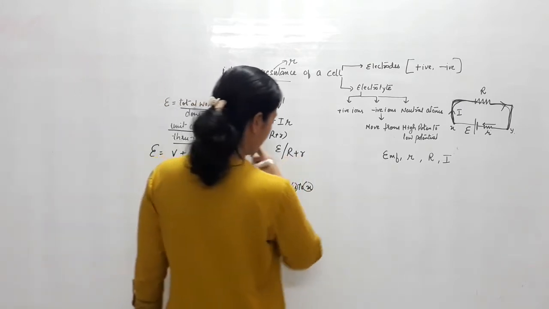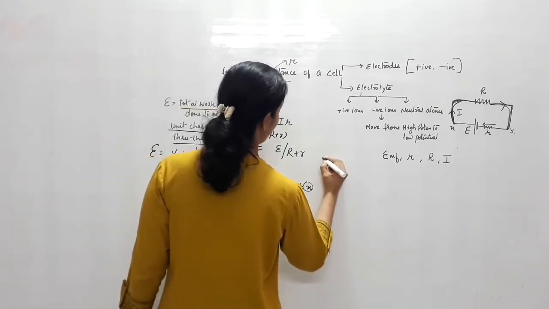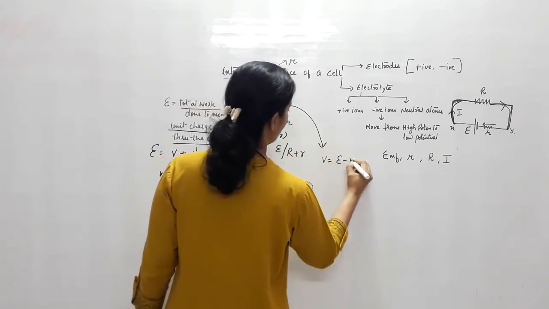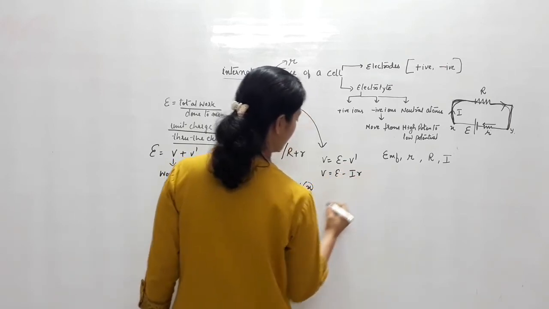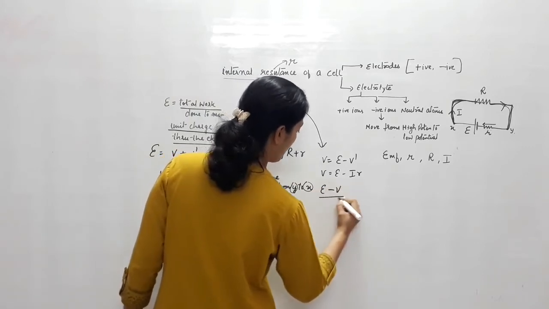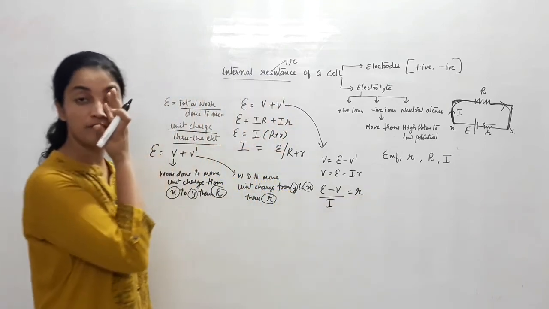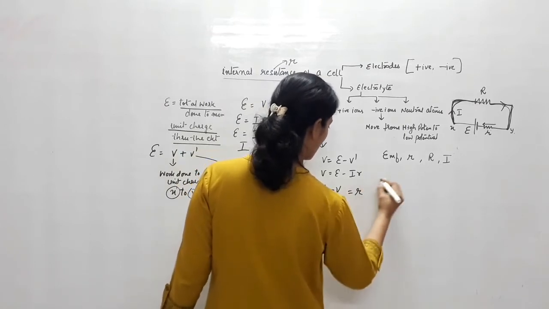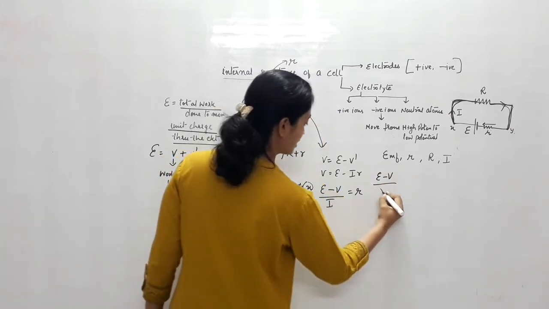Now, a little further, if I have to correlate it with EMF, I can get V is equal to E minus V dash, that is, V is equal to E minus Ir. So I can get it like this: E minus V upon I is equal to small r, the expression for internal resistance. With a little manipulation, or arrangement of the terms, E minus V upon I can be written as V by R.